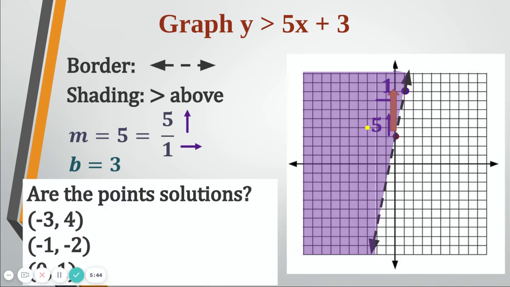To find the solutions, first I have -3, 4. So if I do -3, 4, which is the yellow dot, it is in the shaded region, so it is a solution. Then I have -1, -2, which is the neon green dot. Since it is on a dashed line, it is not a solution. My final point is going to be 0, 1. 0, 1 is in the non-shaded region, so then it is not a solution.